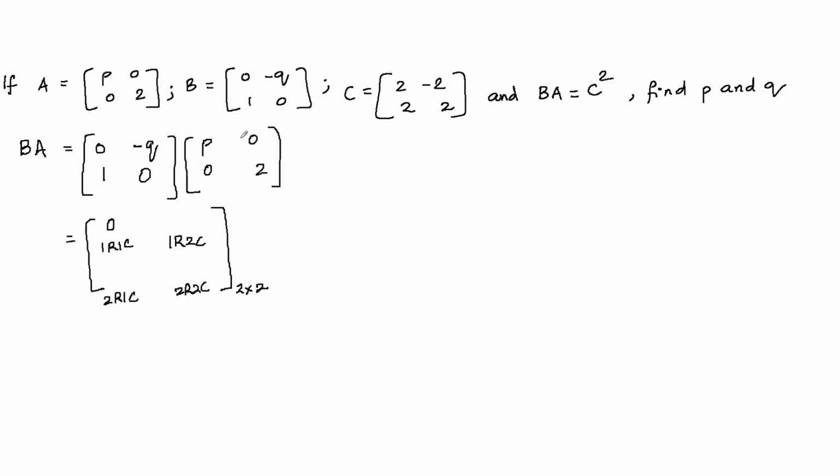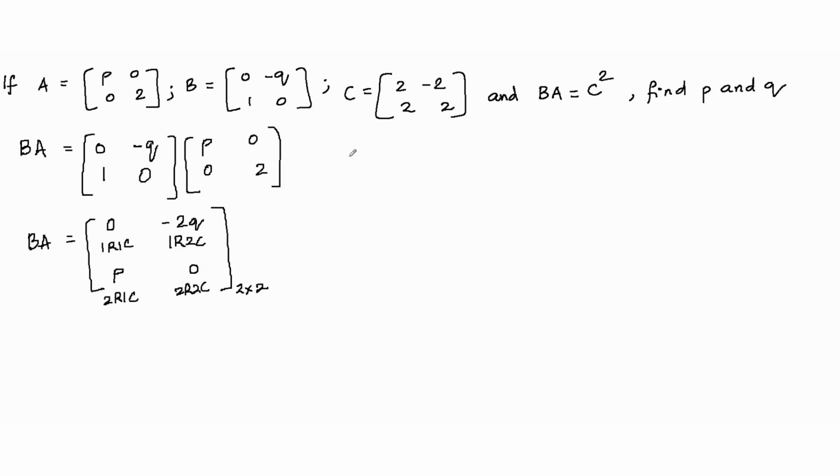Then first row with second column. So 0 into 0 is 0. Minus Q into 2 is minus 2Q. So this is minus 2Q. Second row first column. 1 into P is P and 0 into 0 is 0. And second row second column. So 1 into 0 is 0. 0 into 2 is 0. So this gives me 0. So this is the value of the matrix B multiplied by A.